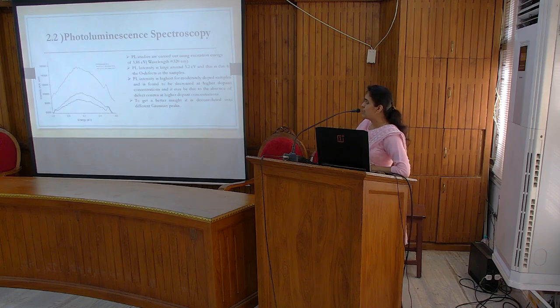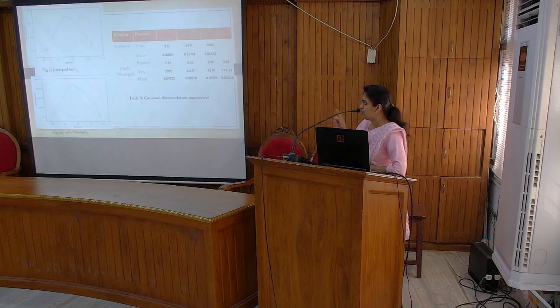These are the photoluminescence curves of the pristine and the doped tin oxide thin films, and it is seen that the moderately doped niobium doped tin oxide thin films show a higher intensity, which indicates the presence of oxygen defects within the sample. If we increase the weight percentage again, there is a decrease in intensity, which may be due to the absence of defect centers within the sample at higher concentration. To get a better insight, these plots are deconvoluted into different Gaussian peaks. It is shown here.